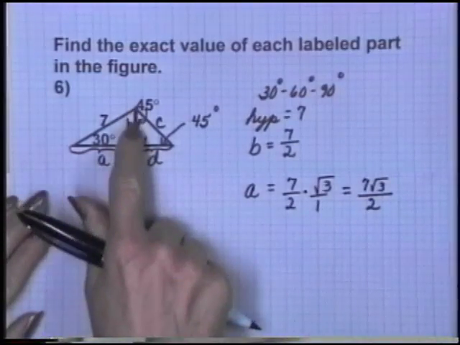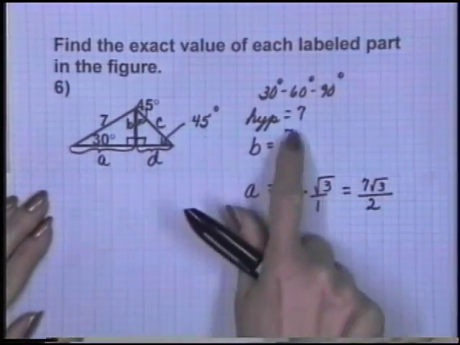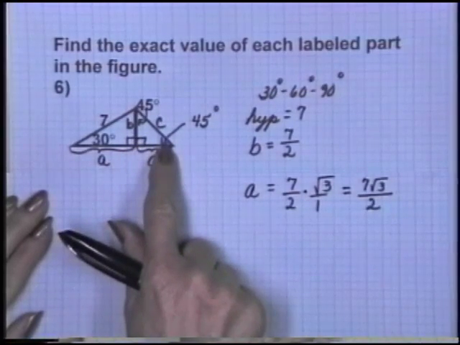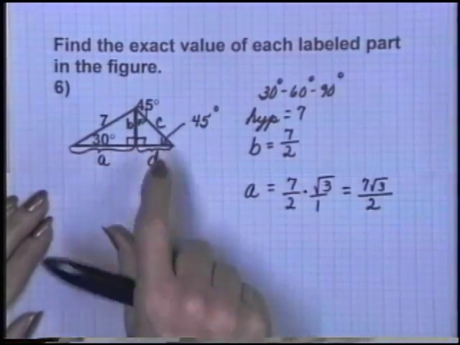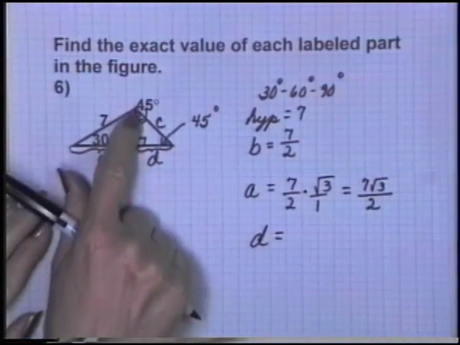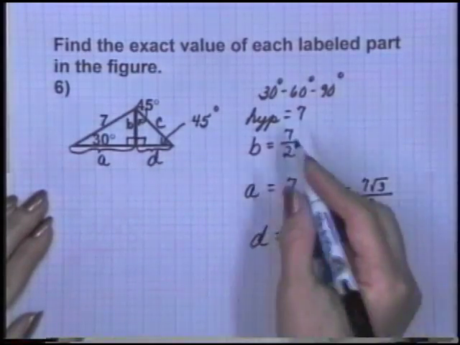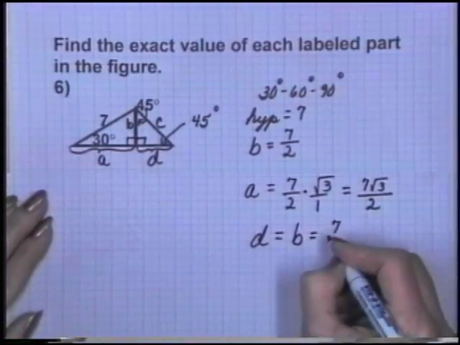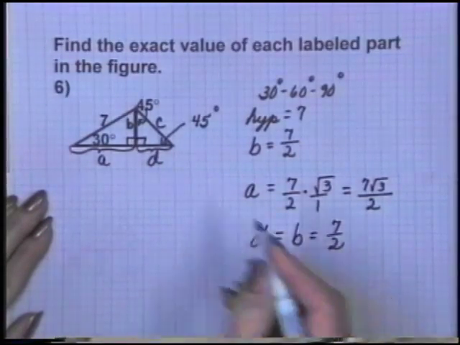Now, let's find C and D. I know that B is 7 halves. And for this second triangle, B is one of the legs across from one of the 45 degree angles. So then I know what D is, don't I? Since this is an isosceles right triangle, this leg has to equal this leg. So I know that leg D equals B, and I know that leg B is 7/2. Now let's find the hypotenuse here.